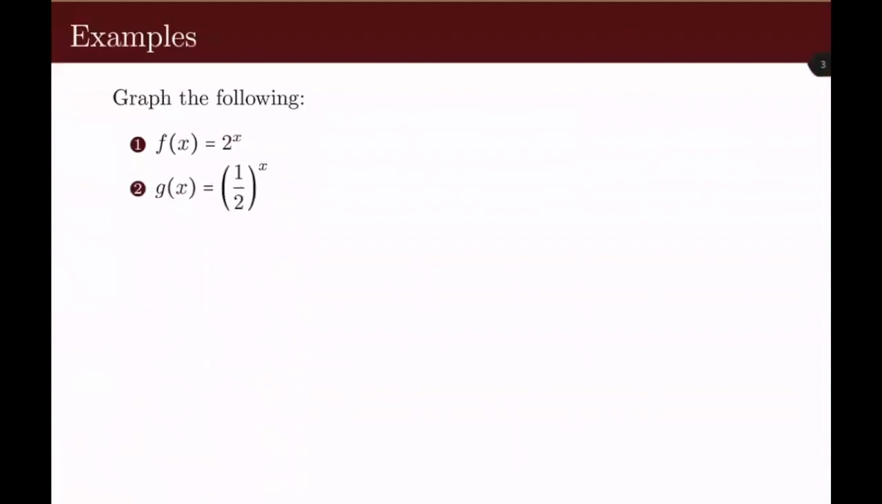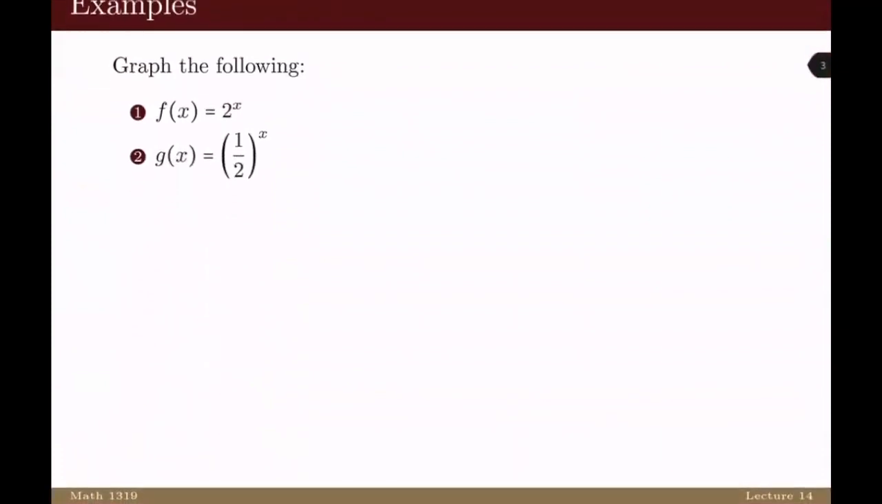For some examples, we want to draw some graphs of the following functions. What we're going to do first is make a little table for x and y. This is going to be for number 1. I'm going to pick some of my favorite points: -2, -1, 0, 1, and 2. Then we plug them into the x spot.